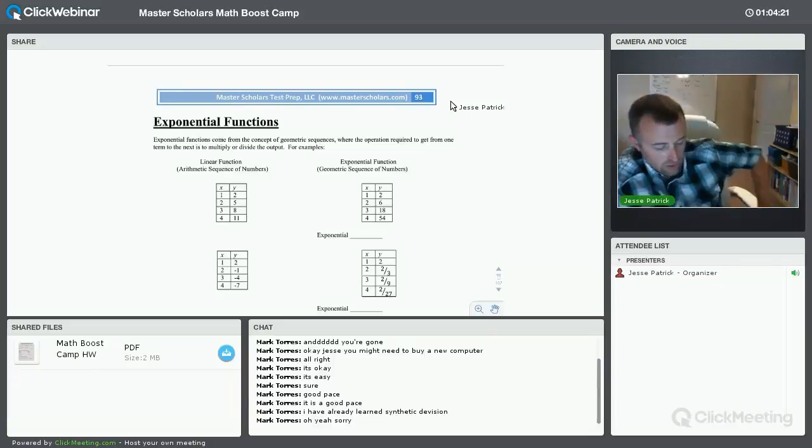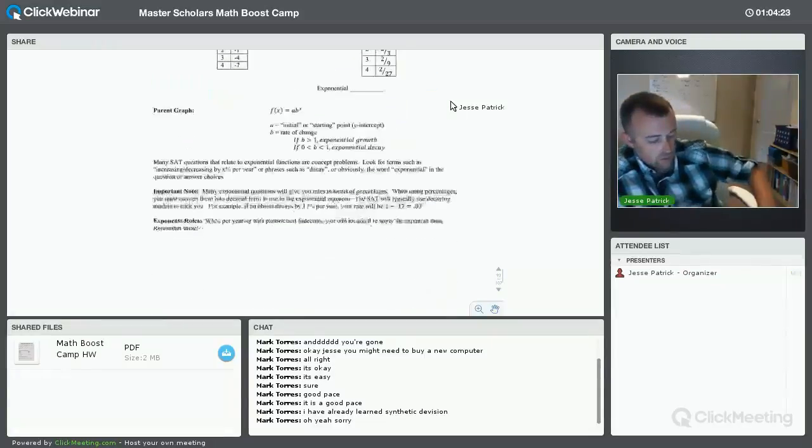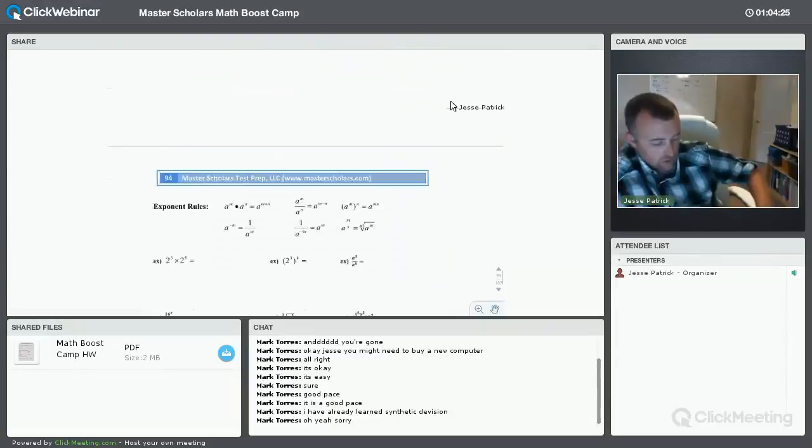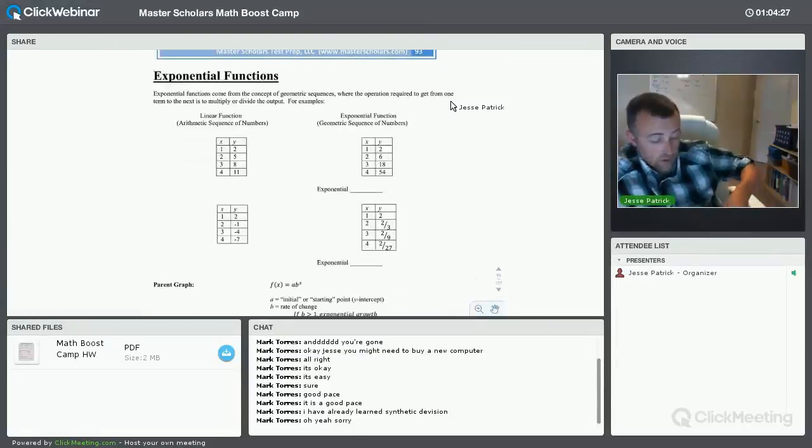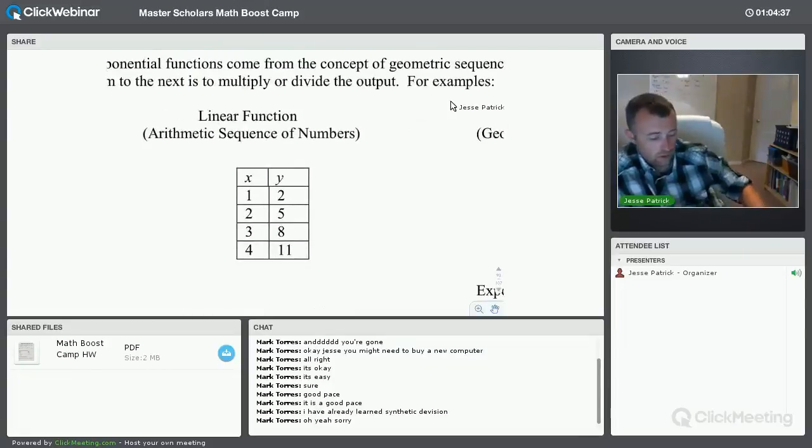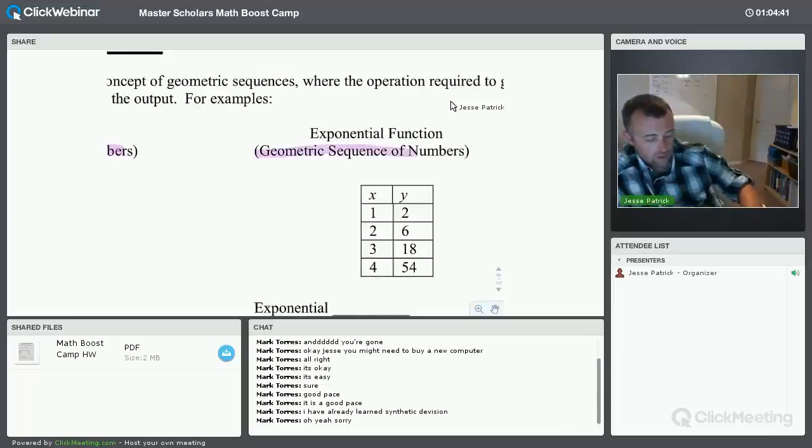I want to talk about, just as a setup on this one, before we get to the examples down here, I have all these concepts I want to talk about. Exponential functions actually come from sequences and series. And the concept of sequence and series, you have arithmetic sequences that you probably learned in algebra, and you have a geometric sequence that you also learn.